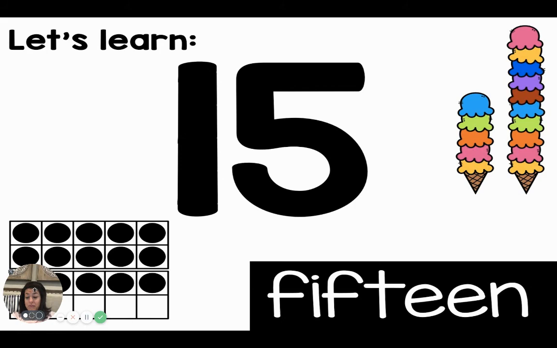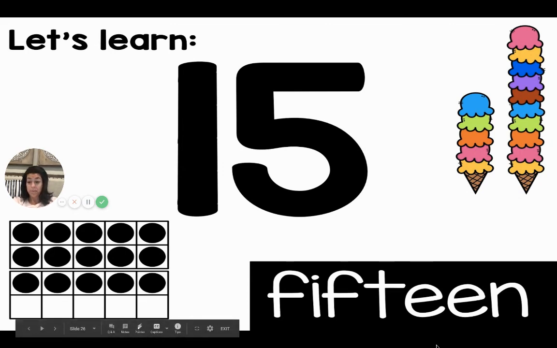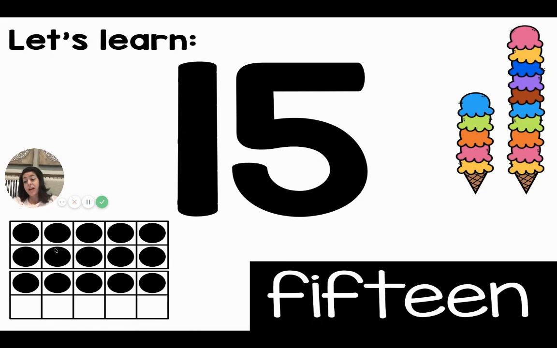Here is the number 15. He is another two-digit number. Right now, he is in standard form. Down here, he is in word form. We have one entire tower of ice cream cones that are made up of 10 and 5 more. If you look down at our 10 frame, we have an entire 10 frame filled with 5 more dots.